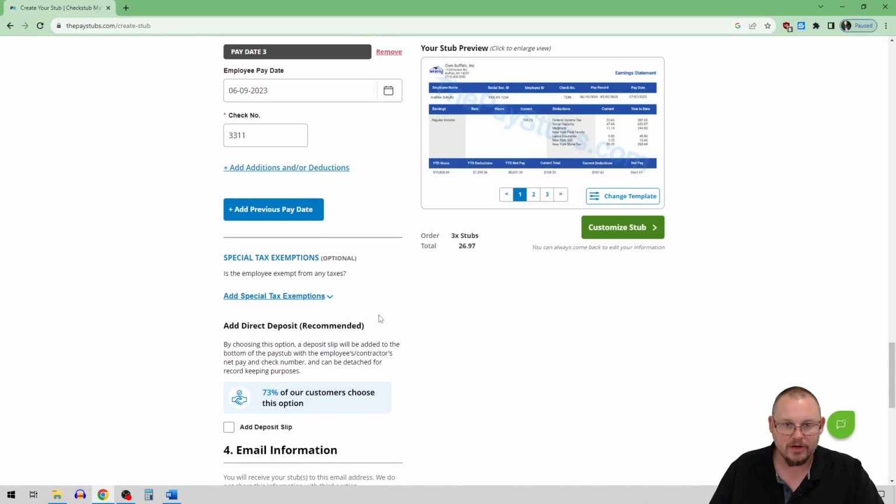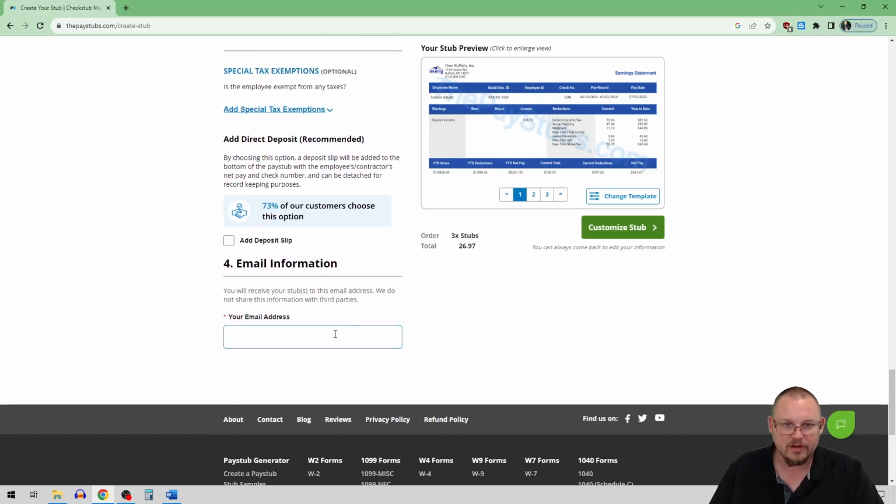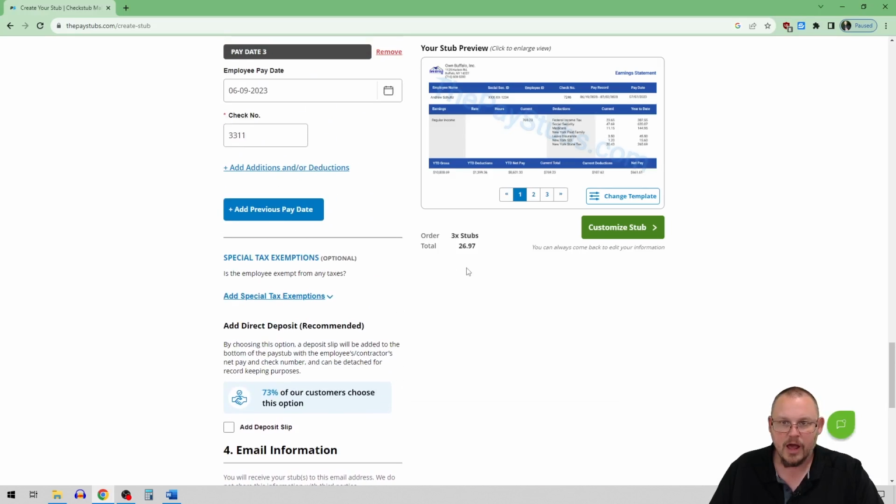But you can scroll down here. You can add direct deposit information, email information, and ultimately the goal is for you to buy the 3 pay stub package, which is a total of $26.97. So for $27, an applicant can get a series of 3 pay stubs in date order, in sequential date order.